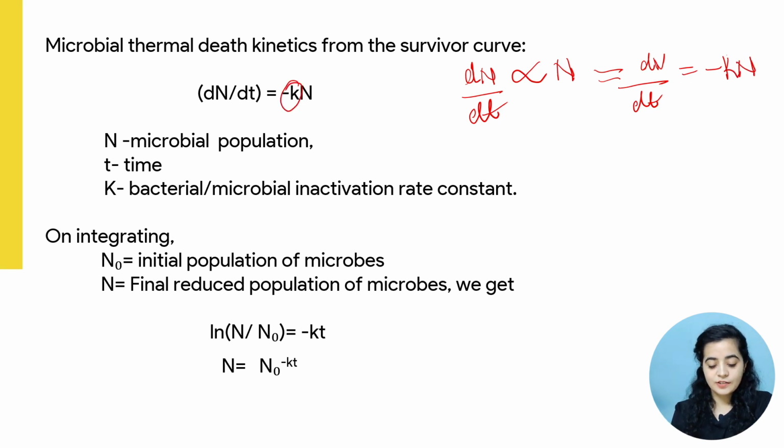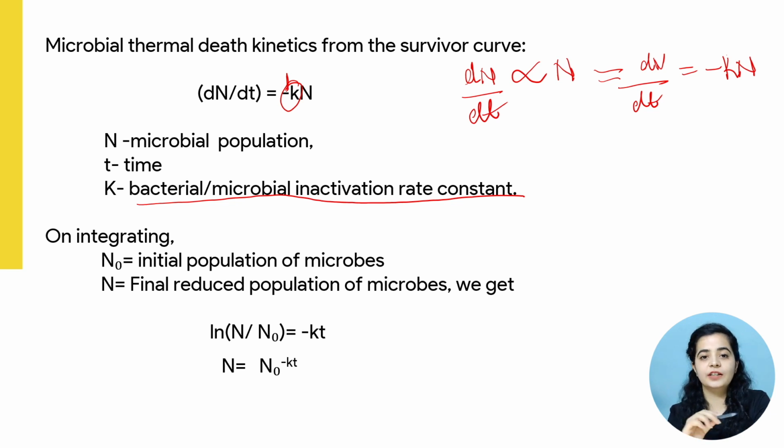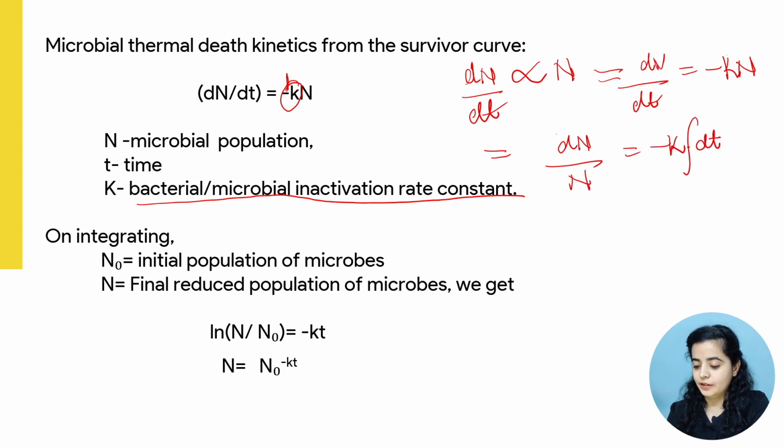Now k here is your bacterial or microbial inactivation constant, and the minus sign indicates that the population is decreasing, because here we are not studying the growth, we are studying the destruction of the microbe population. Now integrating these terms, we get dN by N equals k dt. Now integrating it, and we are taking the boundary values N0 to N, 0 to t. Here N0 is the initial population of microbes and N refers to the reduced population of microbes.